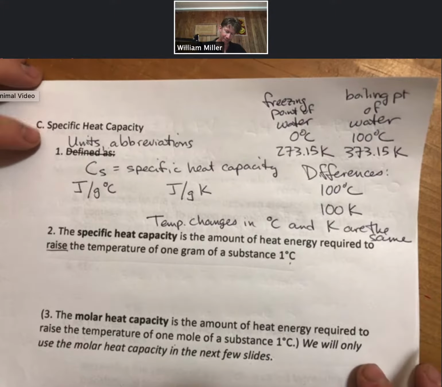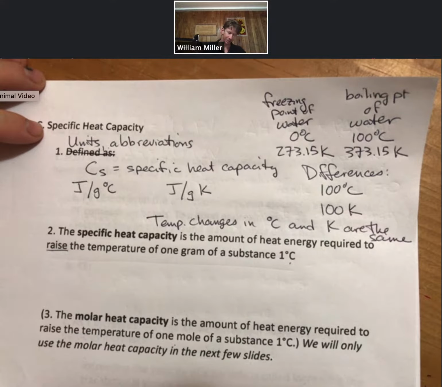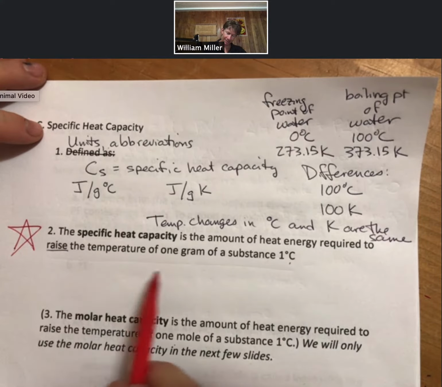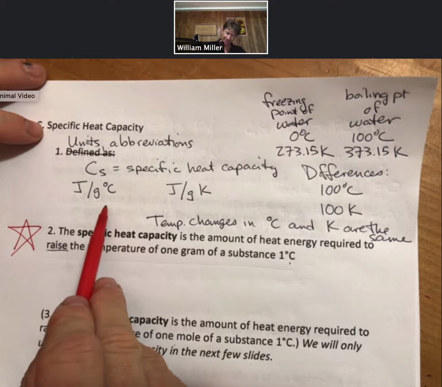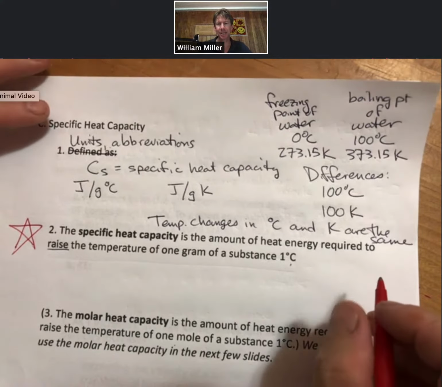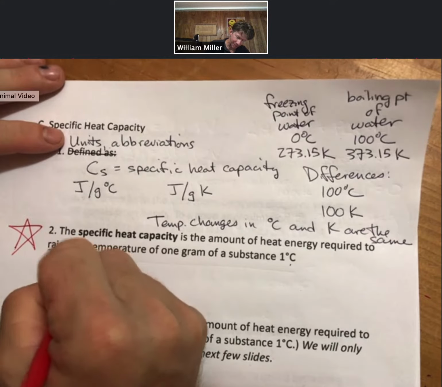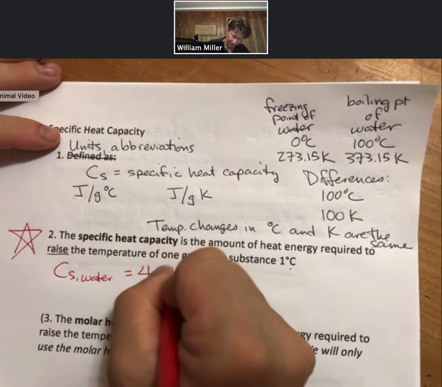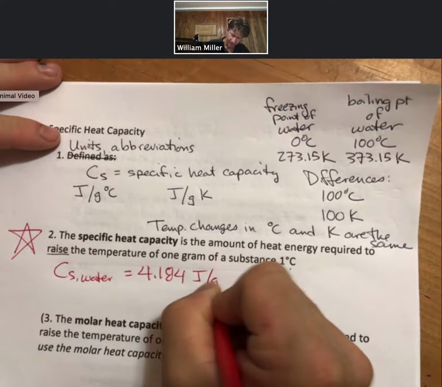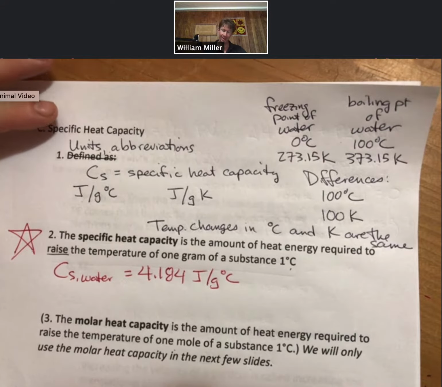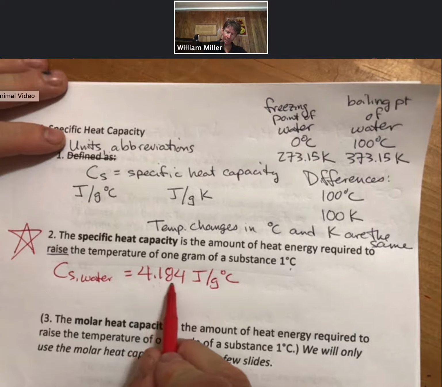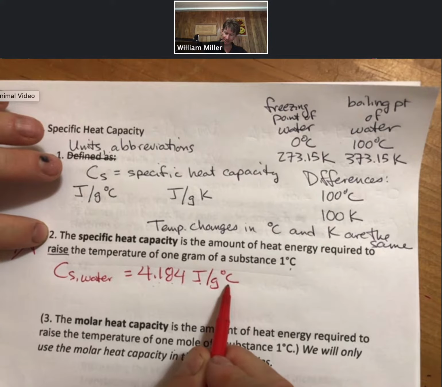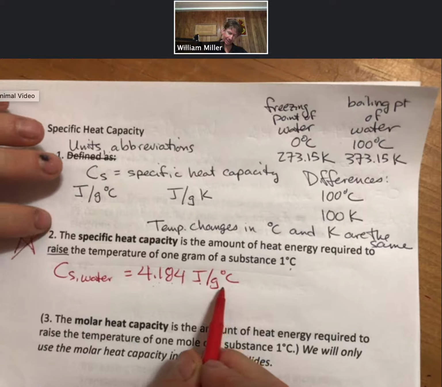Typically we talk all the time about the specific heat capacity in the units joules per gram degree Celsius. For example, the specific heat of water is 4.184 joules per gram degree Celsius. That means it takes 4.184 joules to raise the temperature of 1 gram by 1 degree Celsius.